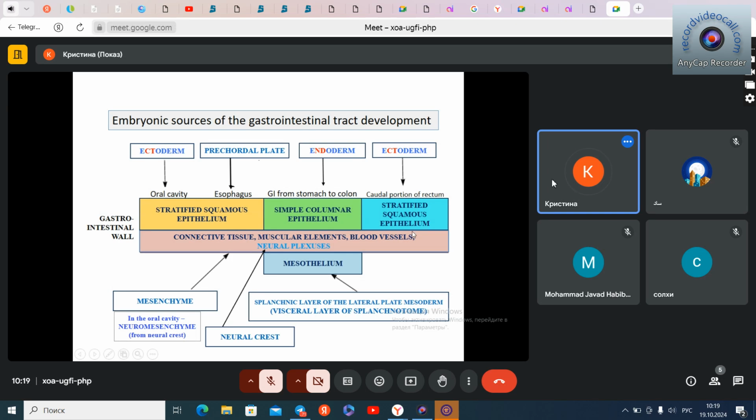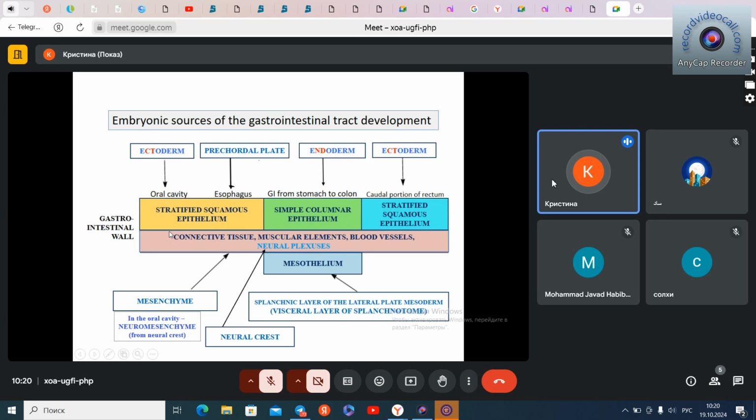This is only about the epithelium, and also the structure of the epithelium changes. It is stratified squamous, non-keratinized or partly keratinized in the oral cavity and esophagus, and also in the caudal portion of the rectum. In the stomach and small and large intestine, we have simple columnar epithelium. So mainly the epithelium changes along the length of the gastrointestinal tract.